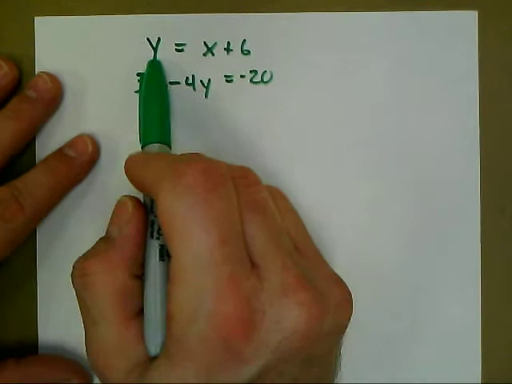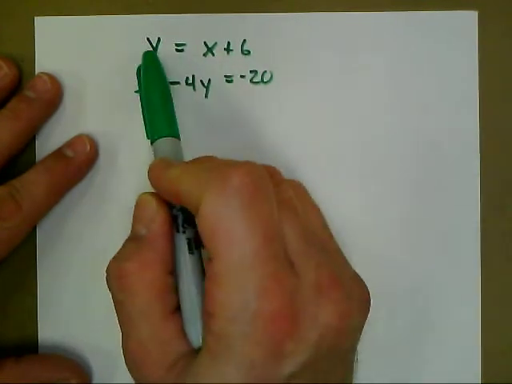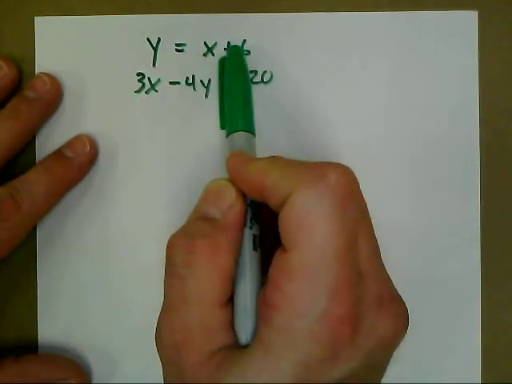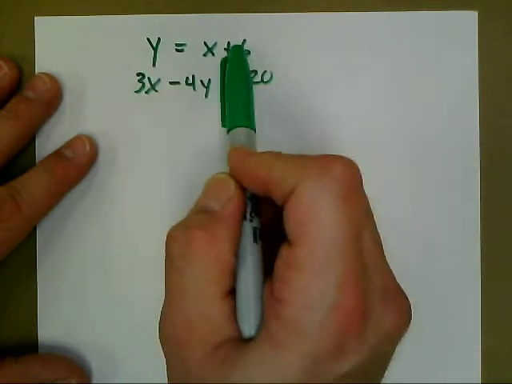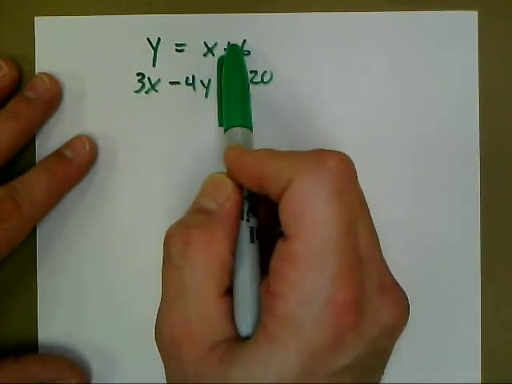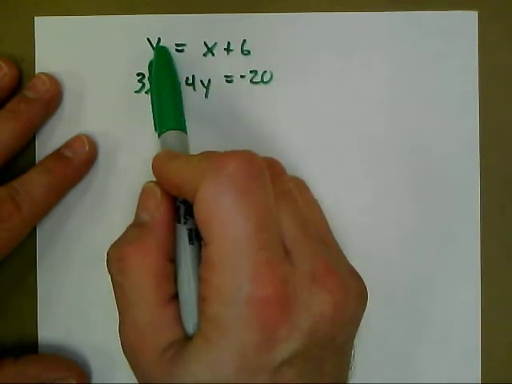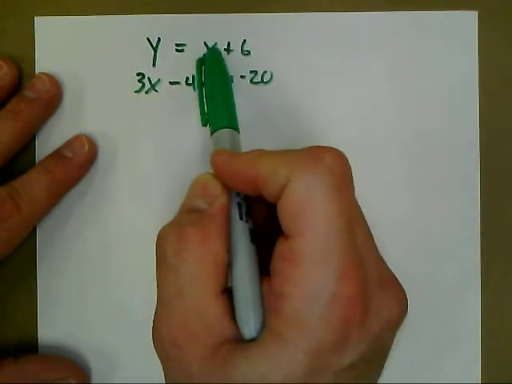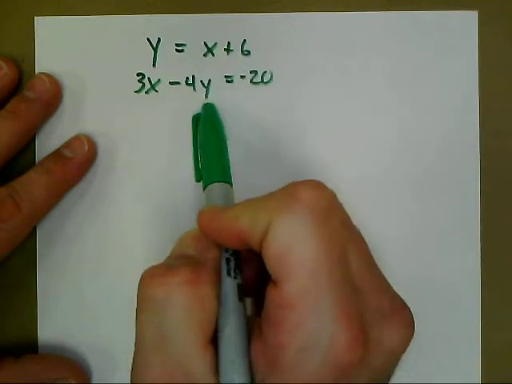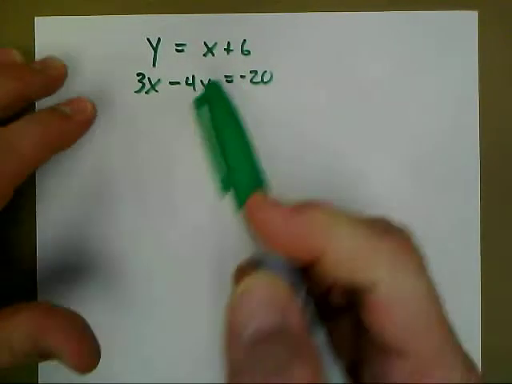So if we look, this one is solved for y. So y is x plus 6. X plus 6 is y. That's what equals means. So y's value is the same as x plus 6. X plus 6's value is the same as y. So I can use these interchangeably. So I can actually take this x plus 6 and replace it here for y.